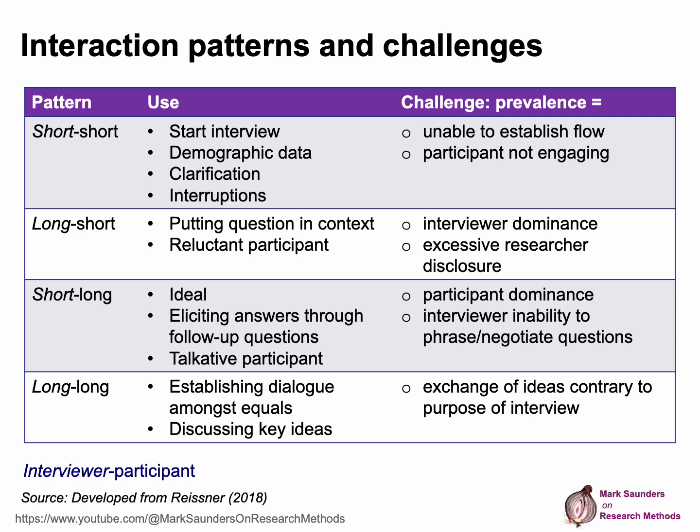The ideal is the third row of this table, short-long, where you as an interviewer are saying few words and your respondent, or your participant, is saying a lot more. And here what tends to be happening is you're eliciting more detail in answers through follow-up questions, and hopefully you've got a talkative participant. Here we see participant dominance, which is what we want, but what you have to be careful of here is to be able to phrase your questions in such a way as to enable the participant to respond but not introduce bias. And sometimes you have to be able to ask a closed question to actually stop the participant from carrying on talking.